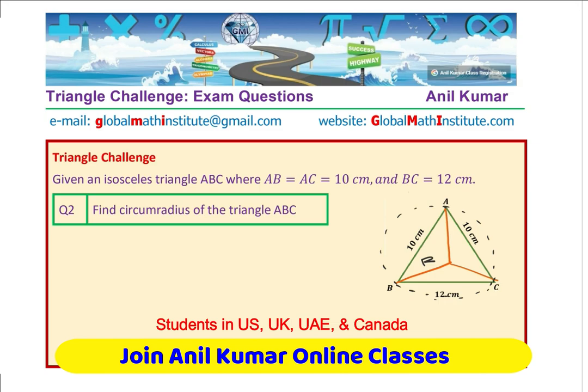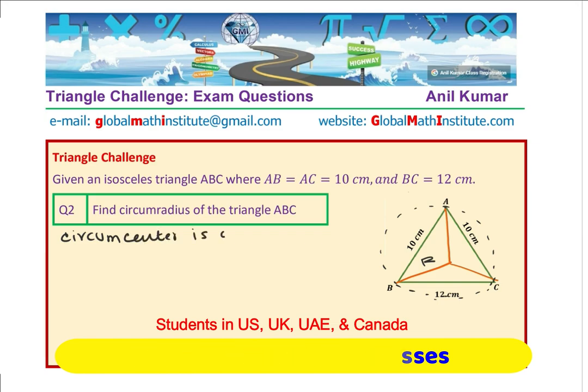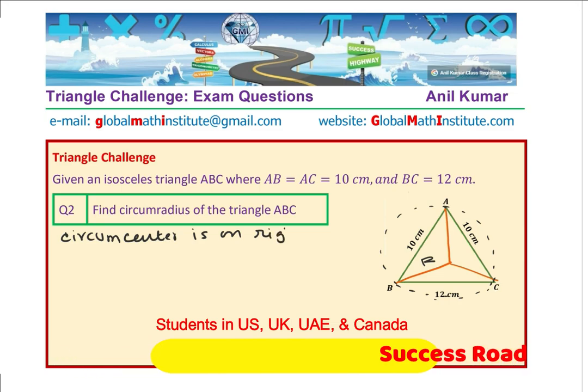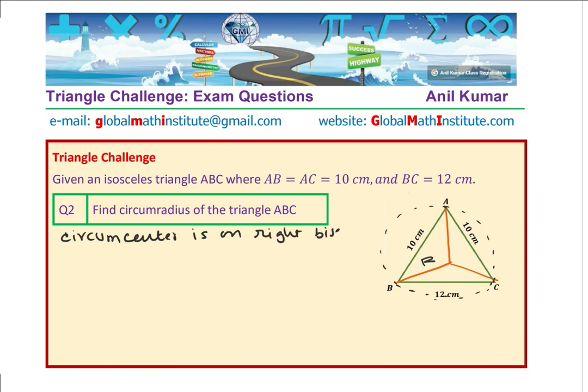Now how do we find R? Now clearly each line is the right bisector, right? So circumcenter is on right bisectors. So if I draw the right bisector, it will be the same point D, right? As we did earlier, because that is 90 degrees and it bisects. And similarly, this will be bisecting the other two sides.